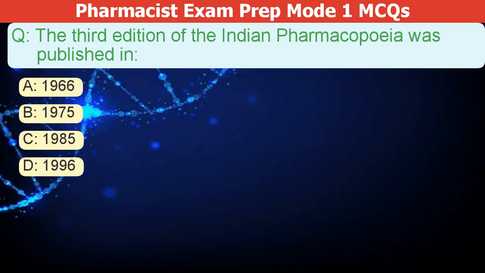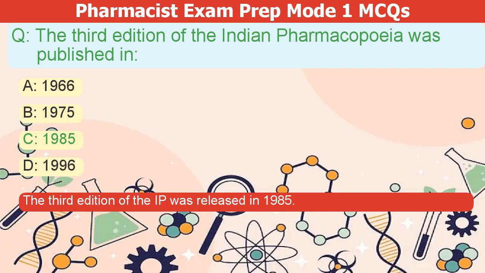The third edition of the Indian Pharmacopoeia was published in A. 1966, B. 1975, C. 1985, D. 1996. The correct answer is C. The third edition of the IP was released in 1985.